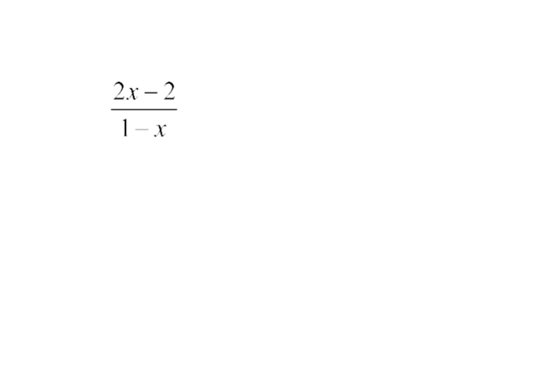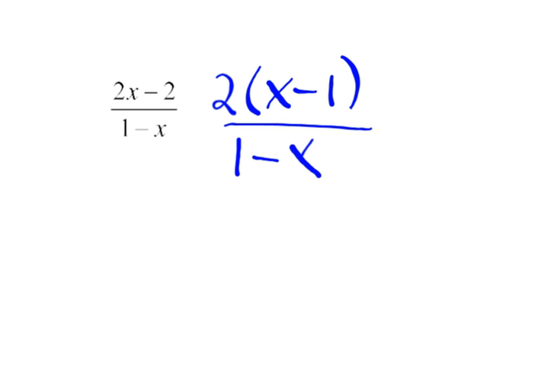Okay, we have one more. This is the last one. We're going to factor out, let's see, we have a common factor on top, so we have 2 times x minus 1. And on the bottom we have 1 minus x. Now it looks like that's all we can do because our x minus 1 and 1 minus x are not identical. But I want to show you what happens.